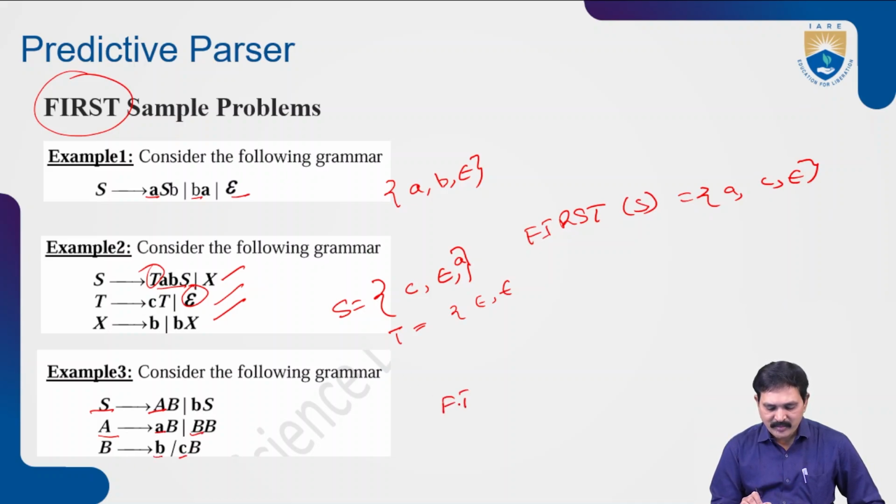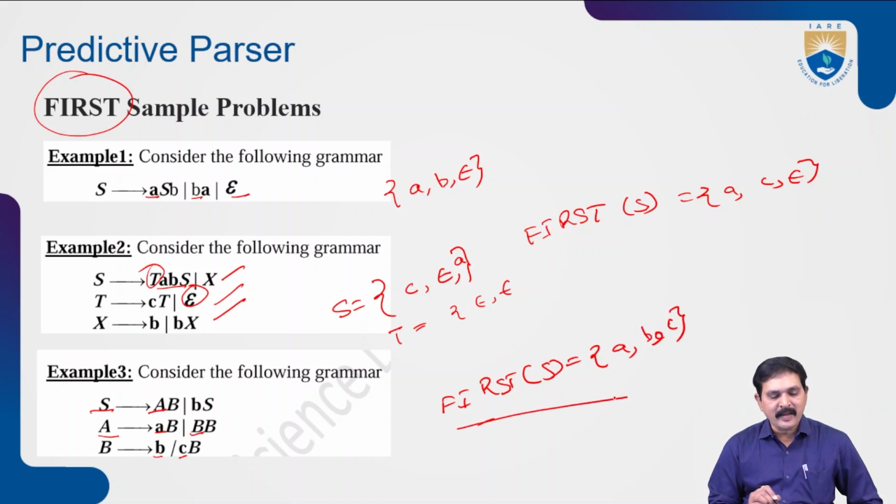In this case I am showing one example of this first production. So first of S becomes first of A, which is small a, and also first of B, which includes the first of B values, small b and c. So this way you can get a better idea about the first algorithm.